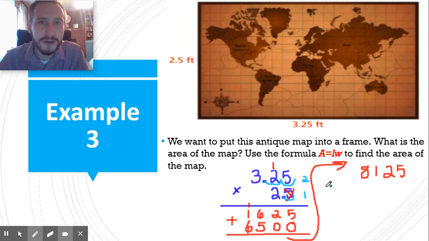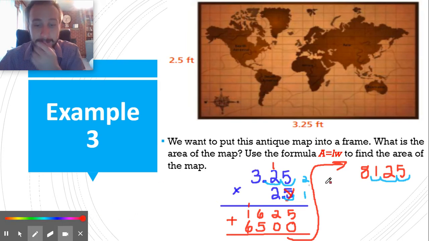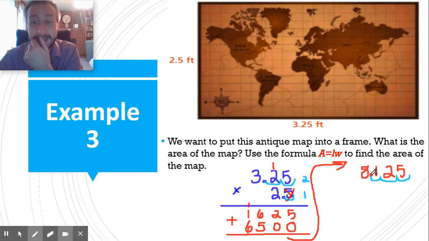To figure out where you place your decimal in your final answer, you just add these together. What's 2 plus 1? 3. So you hop your way over from right to left. 1, 2, 3. And that means that your final answer is 8.125. So your answer is 8.125 feet squared.